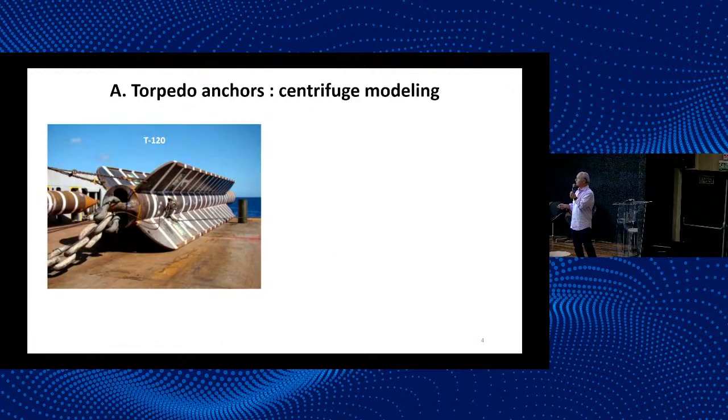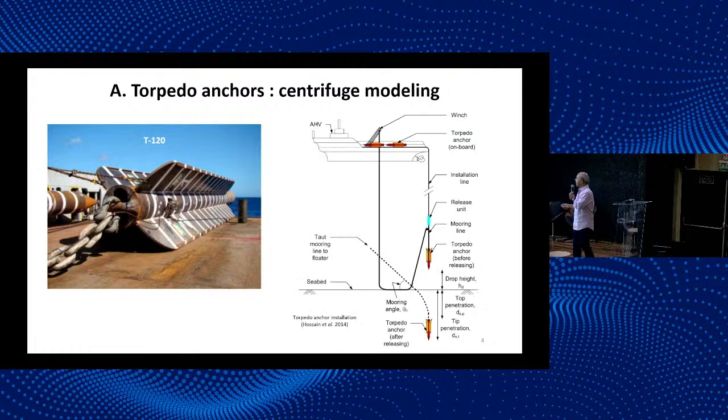So let's go on. So, torpedo anchors. You see here a torpedo anchor to be deployed, resting on a vessel. And here, the torpedo anchor is about 100 meters above seabed. So it is released, and it goes to a certain depth, and the mooring line is then taken to the floater, to the floating vessel. Well, that's basically how it works.